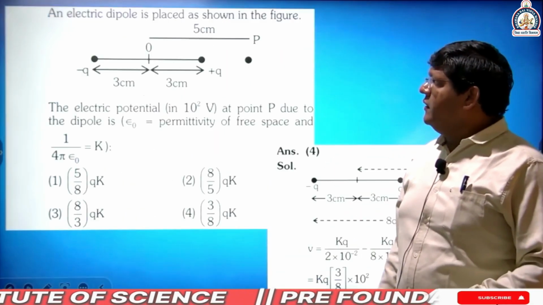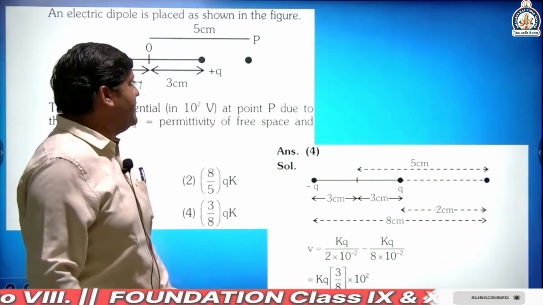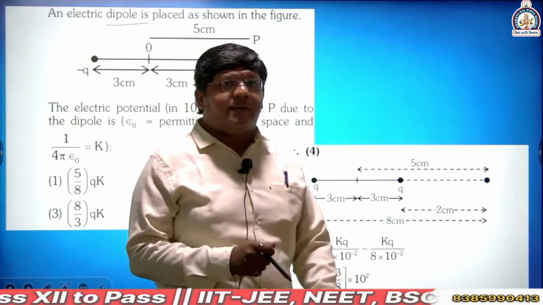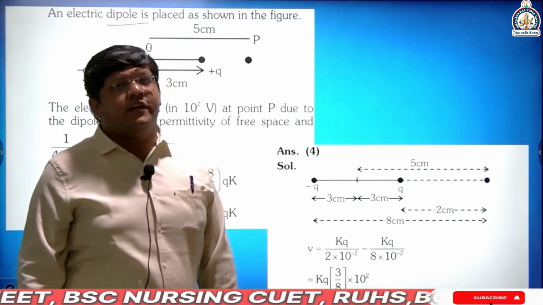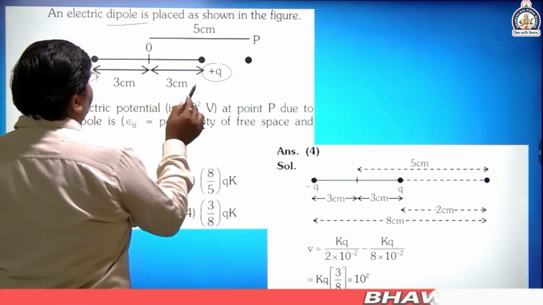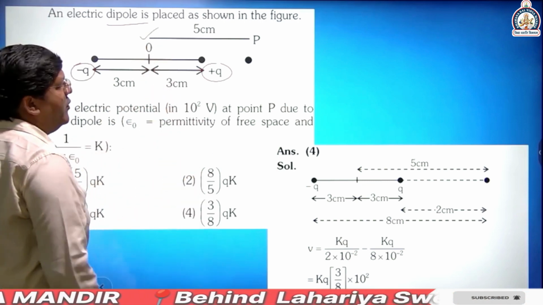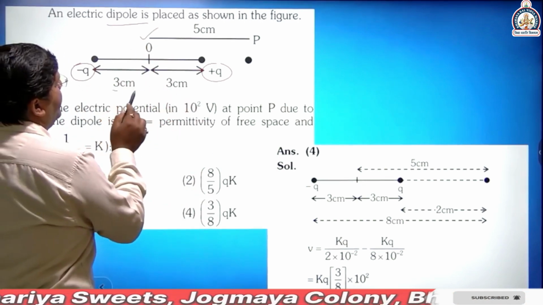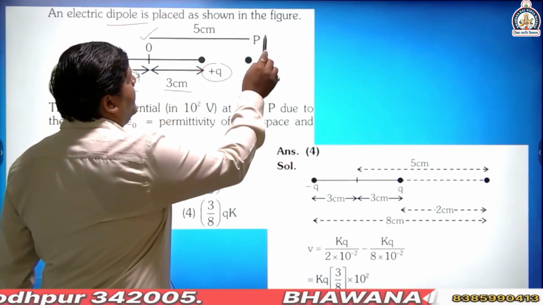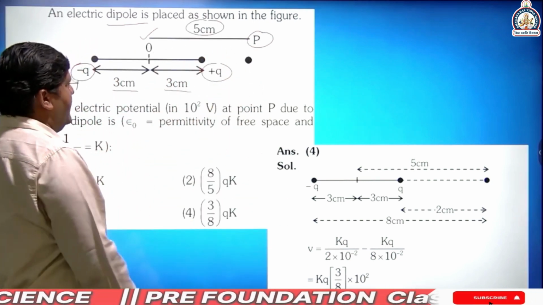Okay. Moving to the next part, the next question is related to electrostatics, dipole conditions. The question says there is an electric dipole. We know an electric dipole is a combination of two charges having the same magnitude but opposite polarity. So there are two charges, minus Q and plus Q, and the distance between them is 6 centimeter. O is the center point of the dipole, so O divides it into two parts, 3 centimeter and 3 centimeter. Now we consider a point named P, 5 centimeter from the center of the dipole.